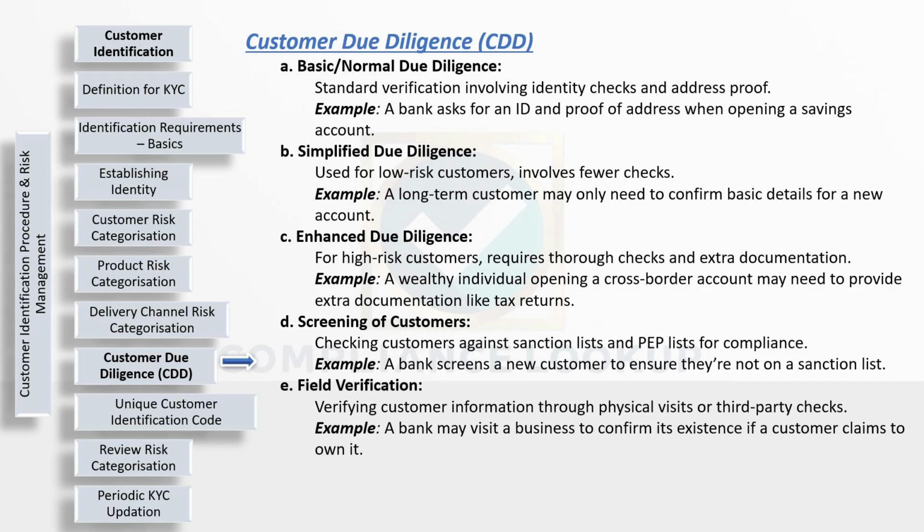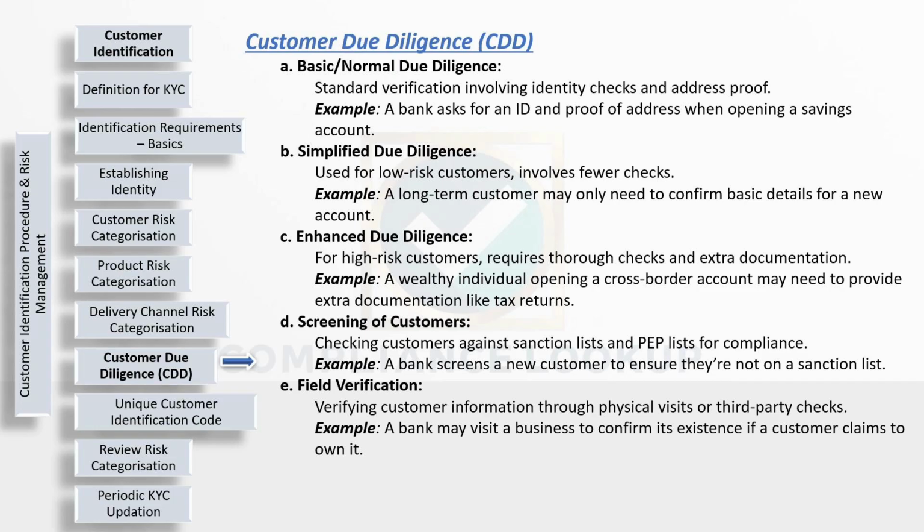Now coming to next. D. Screening of customers. Customer screening involves checking the customer's details against lists of sanctioned individuals, politically exposed persons (PEPs), and adverse media reports. This is important for compliance with anti-money laundering (AML) regulations. Example: before opening an account for a new customer, a bank checks the person's name against international sanction lists to ensure they are not linked to terrorism or criminal activity.